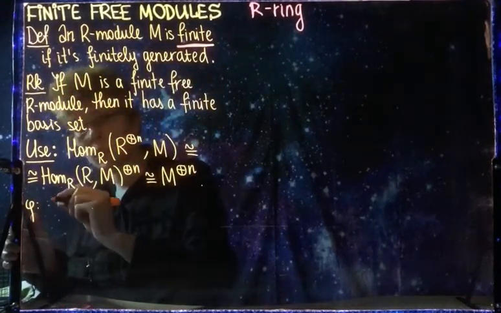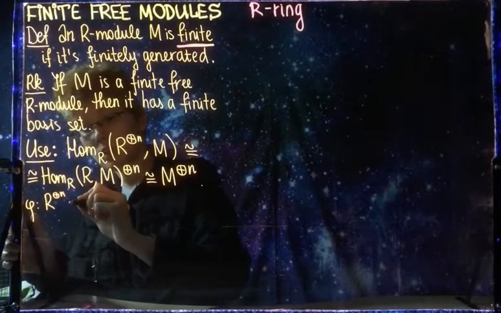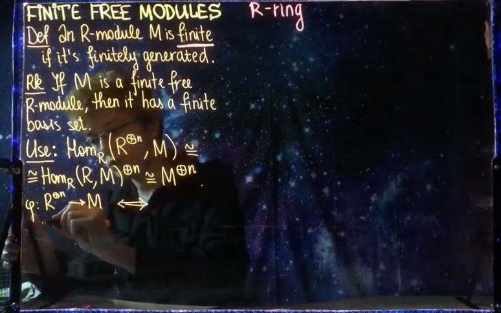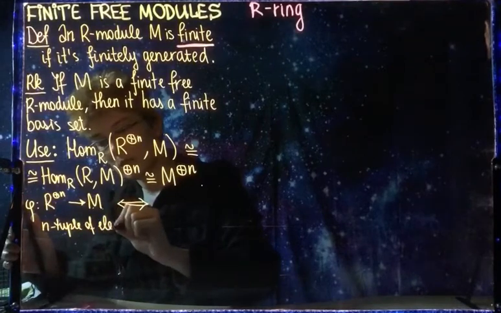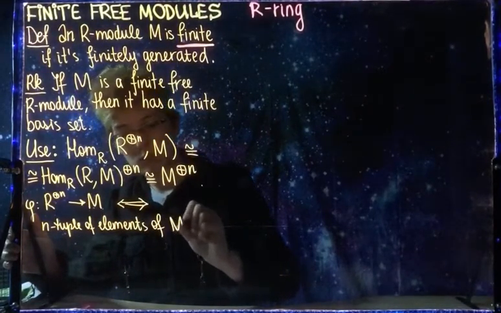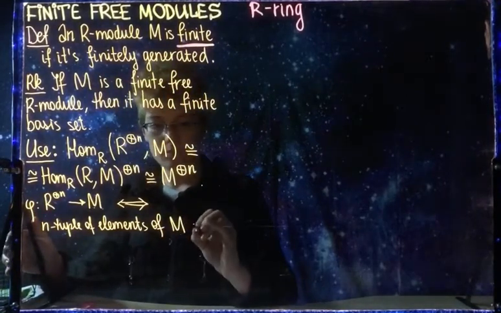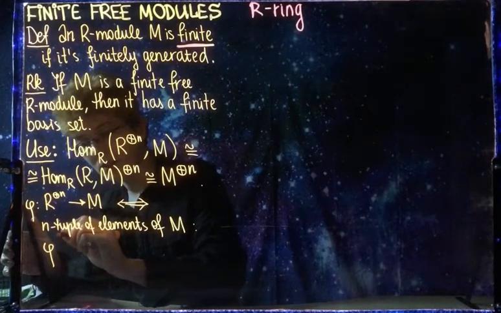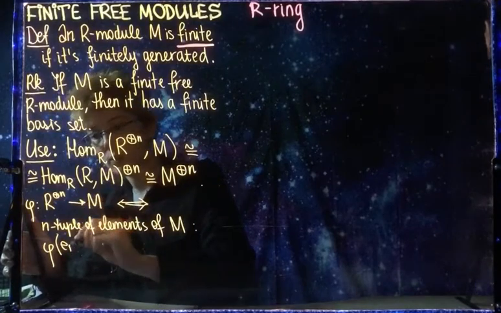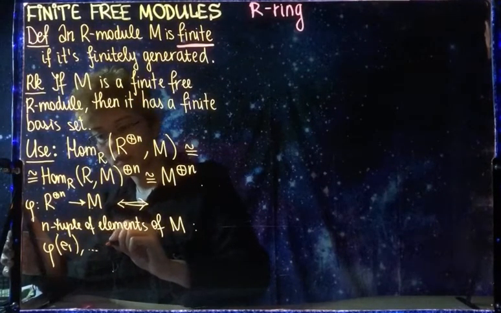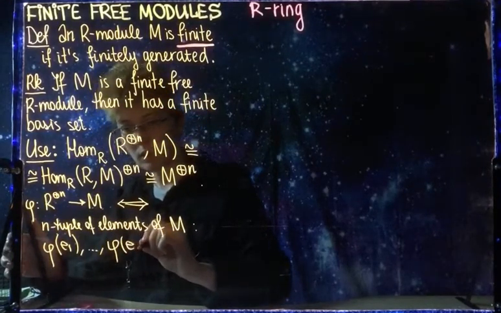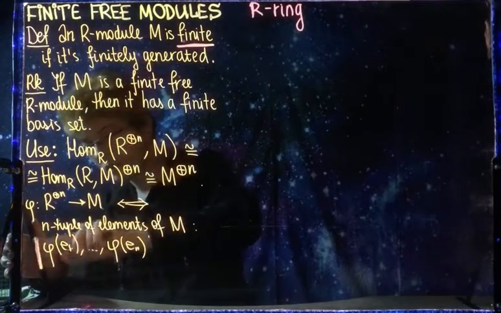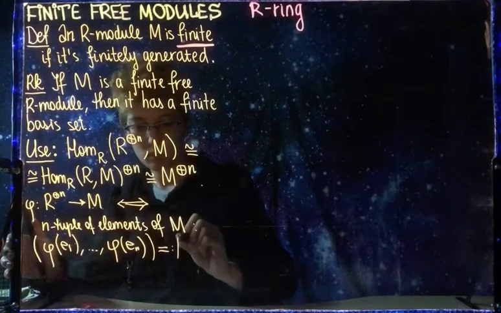So a homomorphism phi from R^n to M is given by the same data as an n-tuple of elements of M. So I take phi of the first standard basis vector, 1, 0, 0, 0, etc., through phi of the nth standard basis vector, 0, 0, 0 through 1, and I denote this tuple by A.